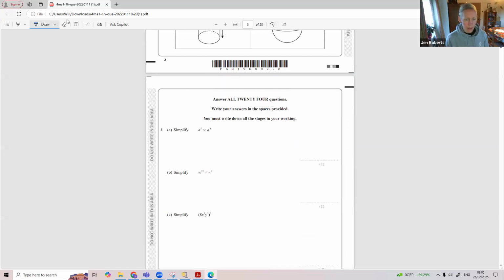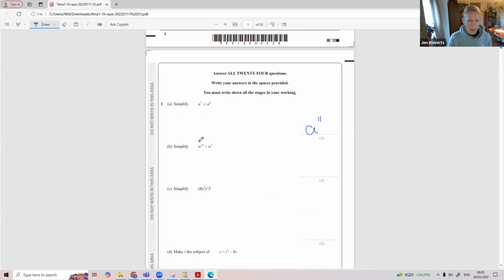A to the power 7 times a to the power 4. What do we do with powers when the base is the same and you're multiplying? You just add the powers: a to the power 11. W to the power 15 divided by w to the power 3. What do we do with powers when the base is the same and you're dividing? You just subtract them. So 15 take away 3 is 12.